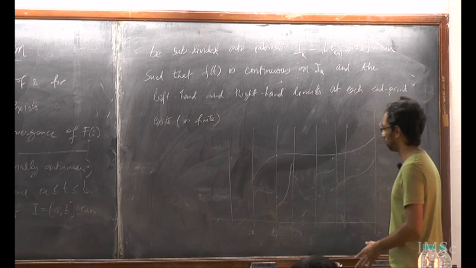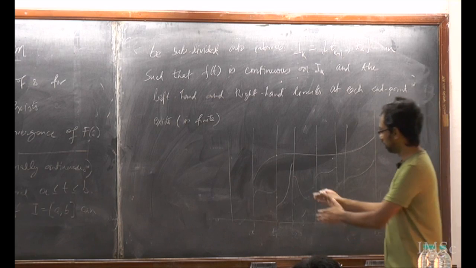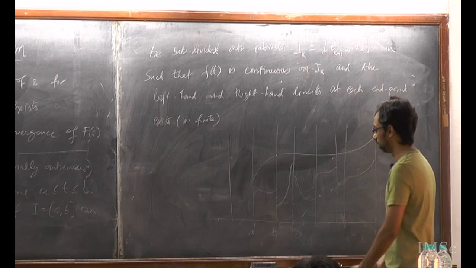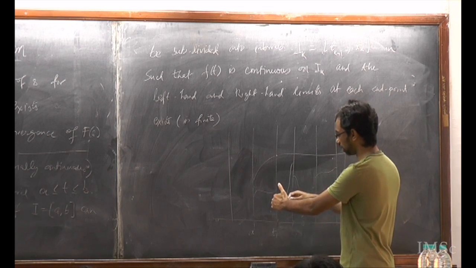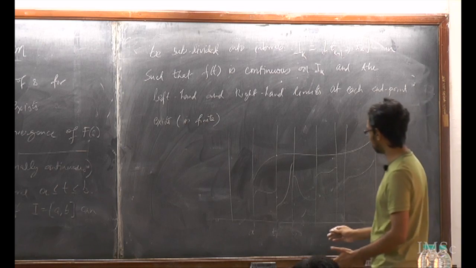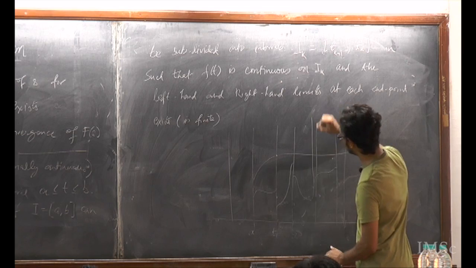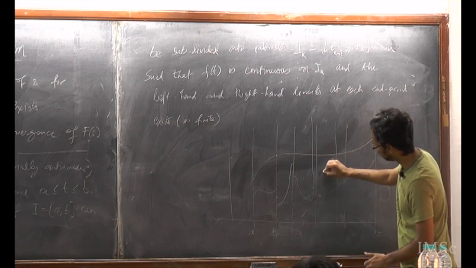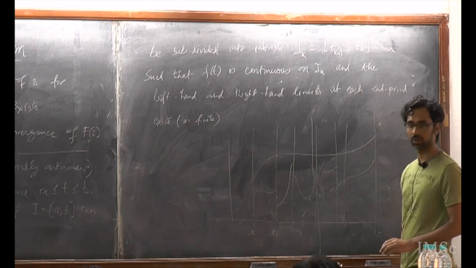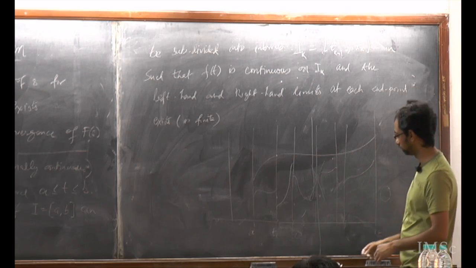So the function is something like this. It's continuous on each subinterval, and the left hand and the right hand limit at each endpoint is finite. So, for example, if you have a function for which this goes to infinity and this goes to infinity, this is not allowed. You have to have finite limits from both sides.